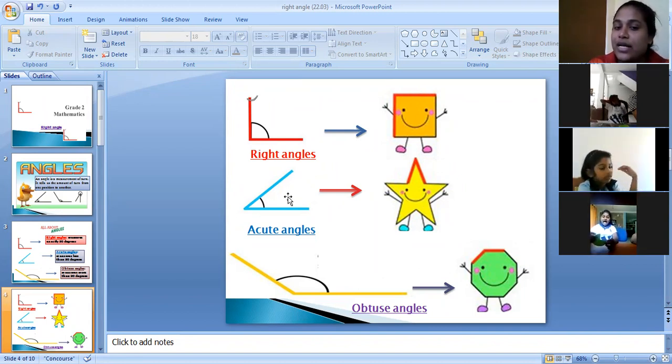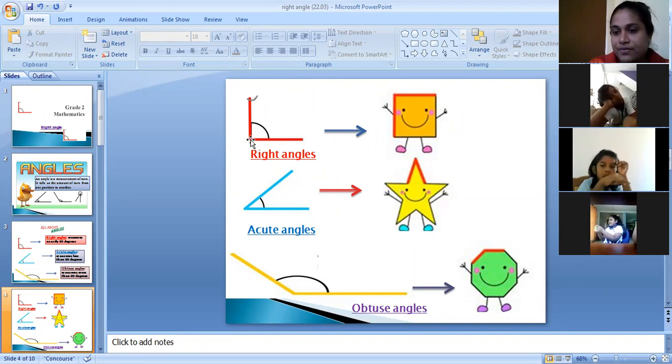Now let's move to this blue color one. We call it acute angle. And look at my example. I have a star here and it has how many corners? 1, 2, 3, 4, 5 corners. 5 angles are there. If we consider this angle, this red color one, there is a small angle. It is less than this. It is smaller one. It is less than 90 degrees. So we call it acute angle.